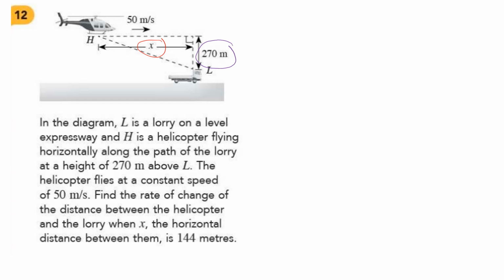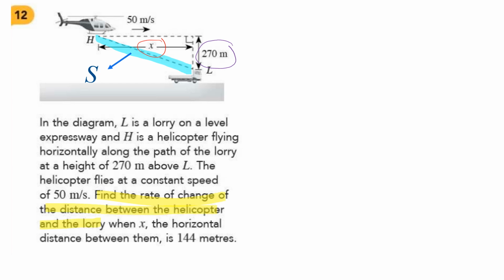And of course, Tokaso is not wrong, just that in this context here, we won't be using Tokaso. It will be more appropriate to use Pythagoras theorem. So how do we go about doing it? We're going to let the distance HL be the letter S. And we're going to form the Pythagoras theorem using S, X, and 270.